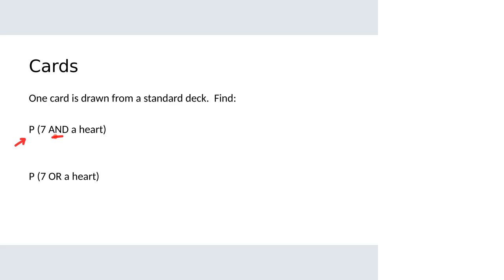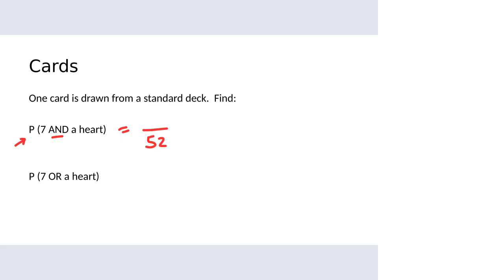Okay, let's see what we've got. So a 7 and a heart. I'm drawing one card from a standard deck. The denominator here comes easily. That's just 52. Now I have to find my successes. And I'm looking for cards that are a 7 and a heart. So let's see.